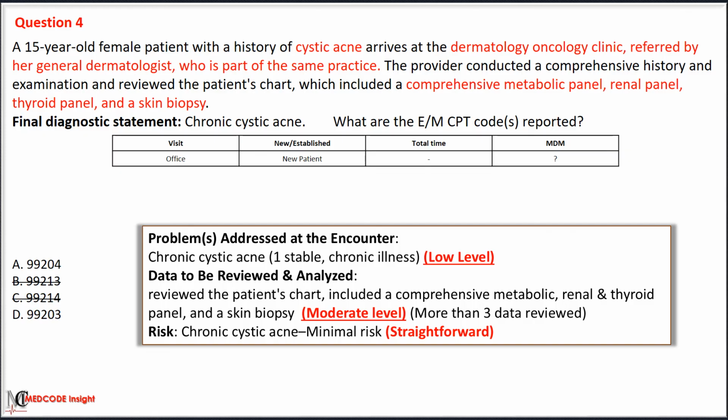In the given scenario, the data reviewed is the patient chart, including comprehensive metabolic, renal, and thyroid panels, and a skin biopsy, which falls under the moderate level because more than three data were reviewed. The risk for the chronic cystic acne is minimal, which falls under the straightforward level. Let's mark all these elements on the MDM table given on CPT page number 10 to find the correct level.